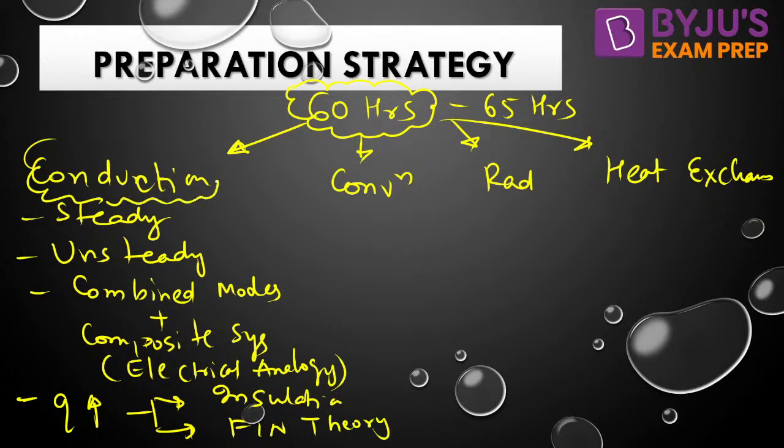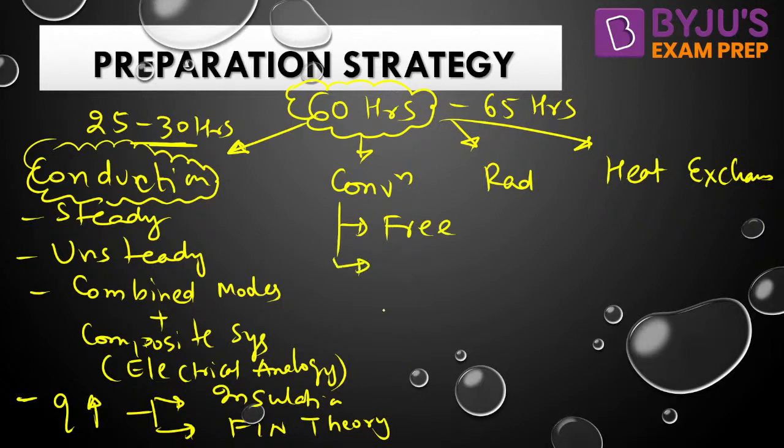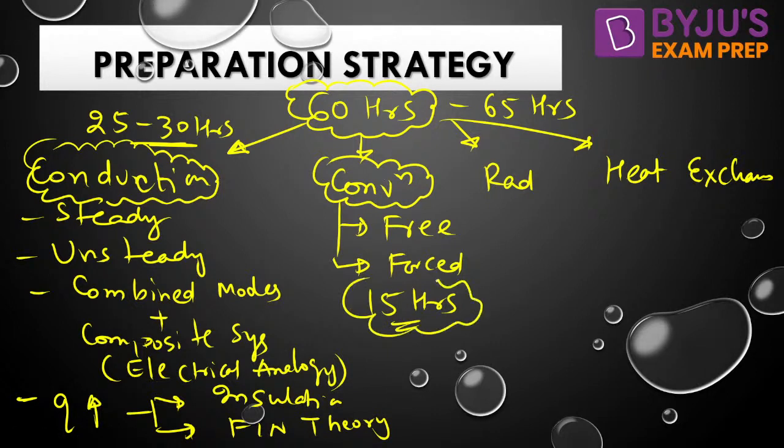So as you can see, conduction covers more than 60% of your entire syllabus. So that is why it requires at least 25 to 30 hours of preparation period. The conduction will require around 25 to 30 hours of preparation period, and the convection is having two subtopics. One is free and another is forced convection. So the convection will require around 15 hours. You can divide it as 8 and 7.